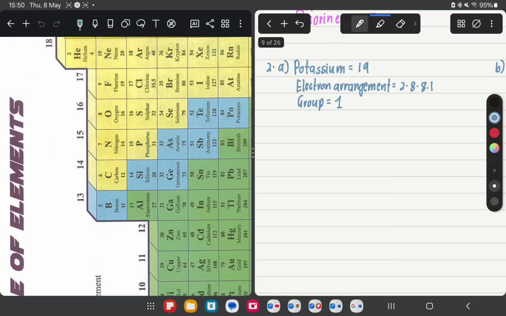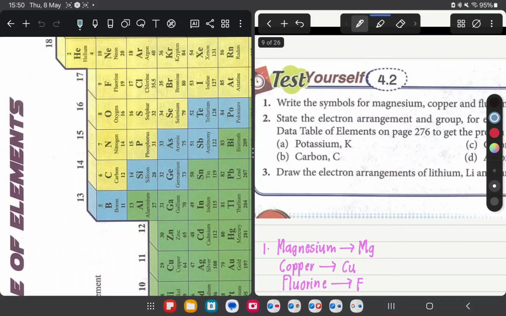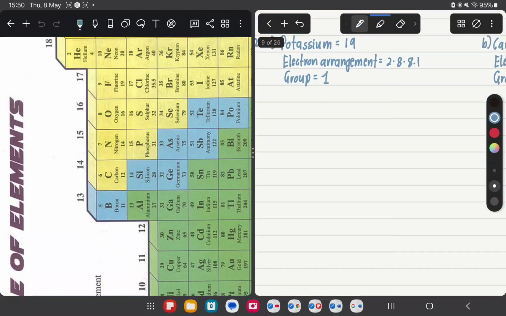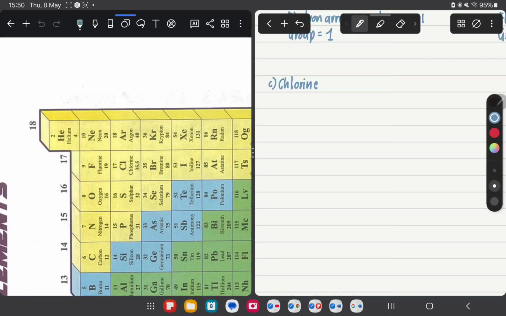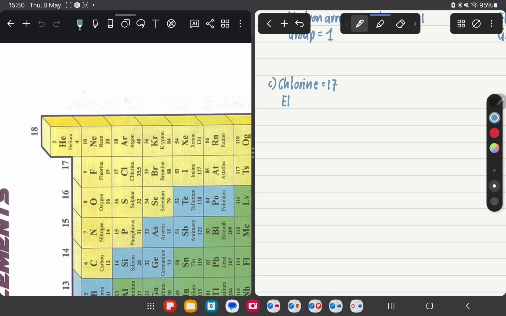Okay, then we can move on to the next question, which is for chlorine. Okay, so I do it down here. Okay, chlorine with their proton number equal to 17. Okay, so when the proton number is 17, you know you should get the electron arrangement.